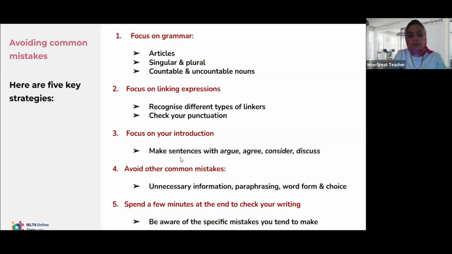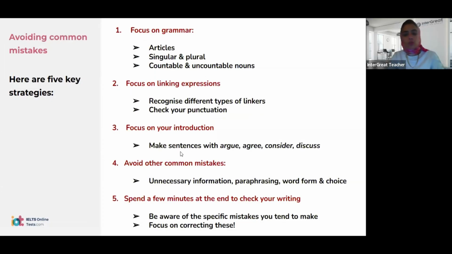Make sentences with argue. As we said here, you should use argue or agree if it's an opinion question. But if it's a two-part question, like agree or advantages, disadvantages, or problem solution, then verbs like consider and discuss would be better used than agree or argue. It would be wrong to write "I would argue the reasons," right? Or you would say, no, this essay would consider the reasons and the solutions, maybe.